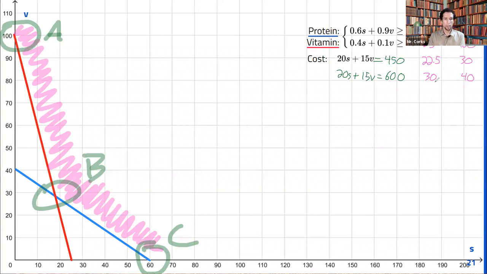The 22.5, I kind of don't like that because the more precise I can be with my graph, the less guesswork I'm doing. So my grid gives me these 10, 20, 30, 40 very cleanly. Nice whole numbers means just less guesswork. Green line here, 30 and 40 like this. Okay, so we have our one ISO cost line.